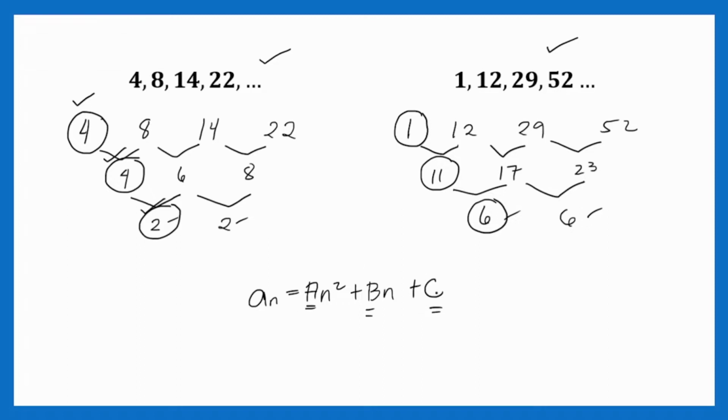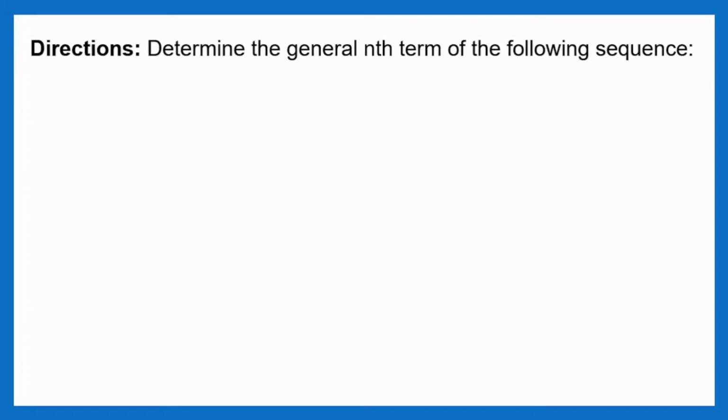Alright. So, let me show you how to do the process. Alright, so determine the general nth term of the following sequence. Ibig sabihin lang nito is general formula. So we have 4, 8, 14, 22. For letter B, 1, 12, 29, 52. Yun yung example natin kanina. Alright. So 4, 8, 14, 22. This is now the whole process.